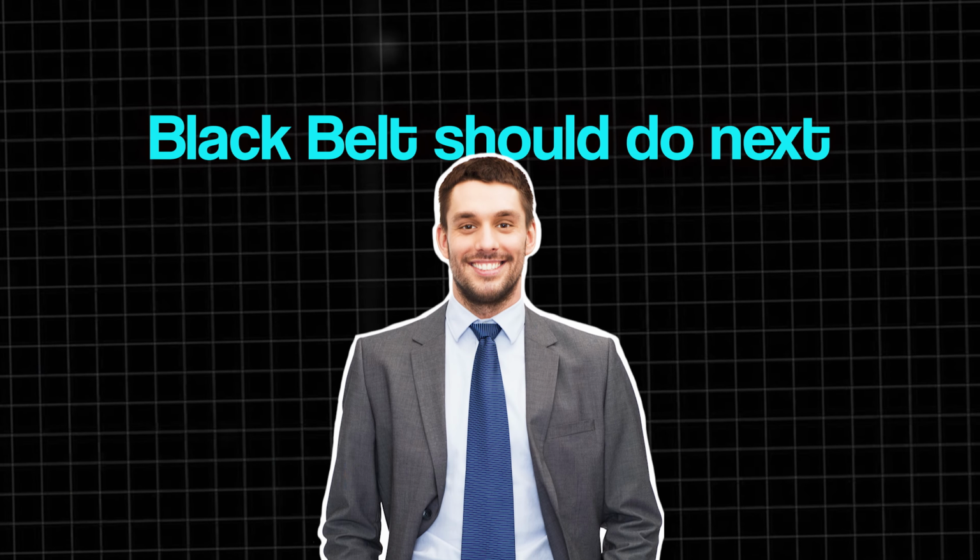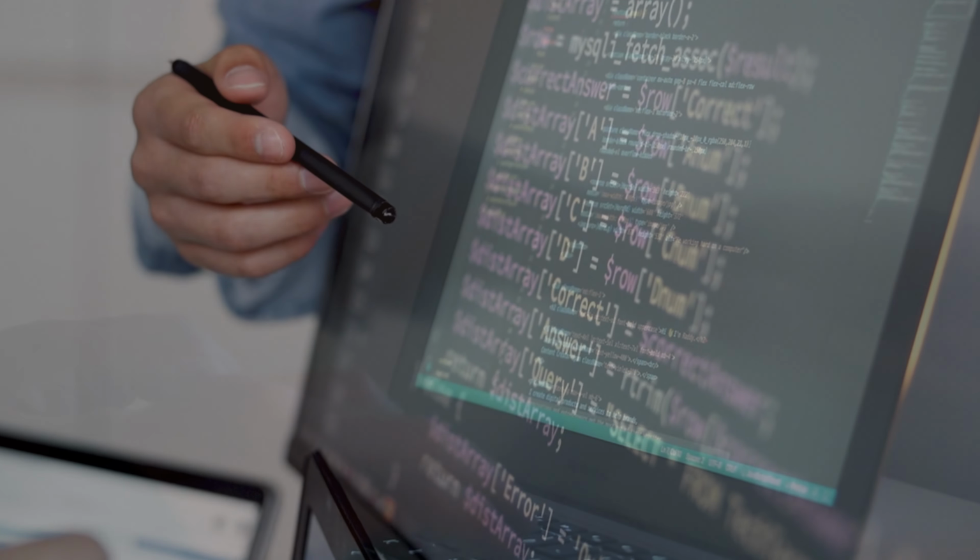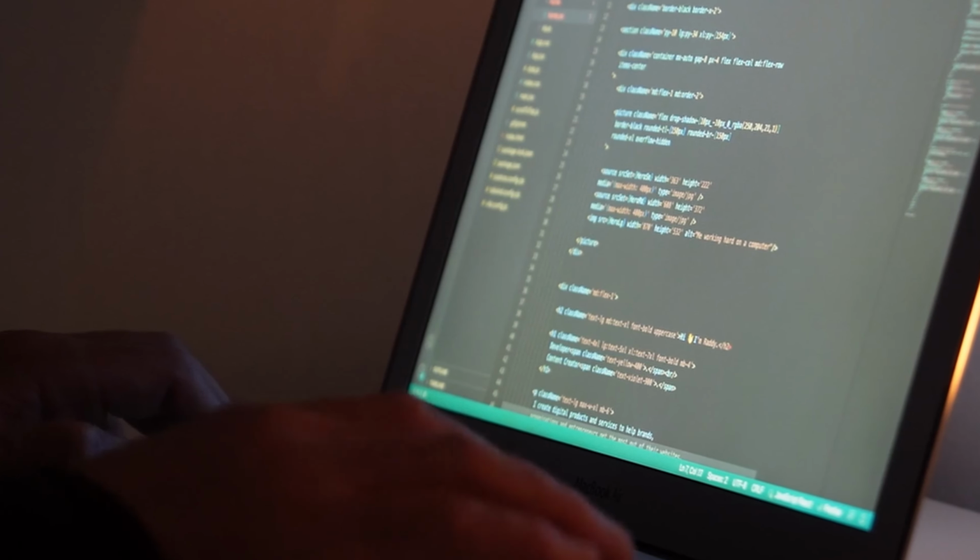Third, many questions focus specifically on what the black belt should do next. It is not enough to simply understand a tool. You must understand the sequential relationship of the DMAIC methodology. For example, if a question places you in the measure phase, you must know exactly what inputs you need, what tools to use, and what your final output must be before you can legitimately move into the analyze phase.